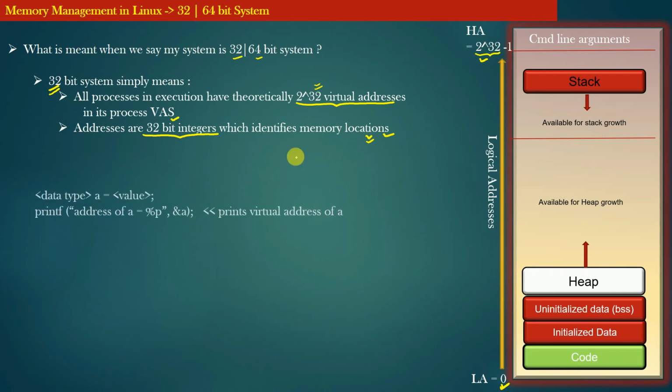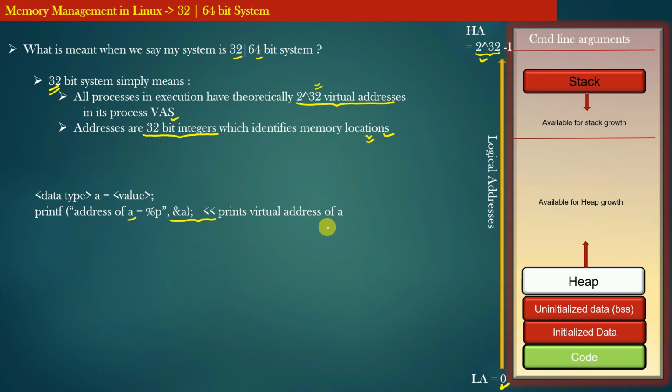So suppose in your program you print the address of a variable a, right? Basically this statement is going to print the virtual address of the variable a. So virtual address means the address of some byte in this process virtual address space.